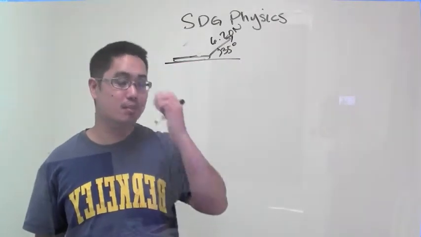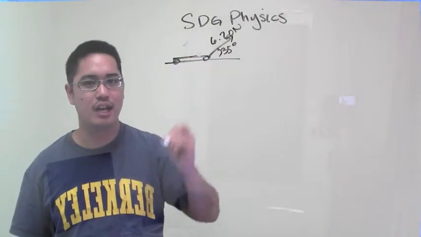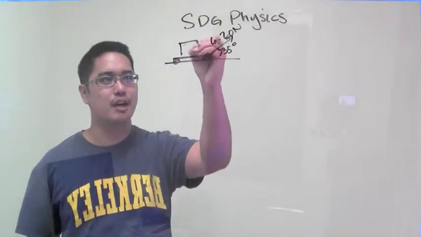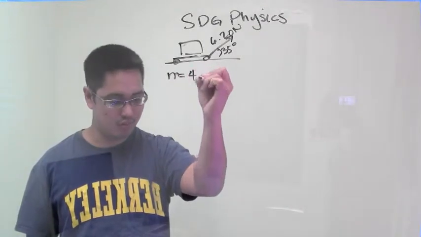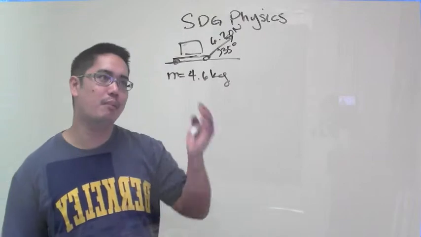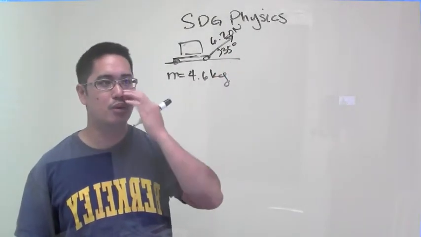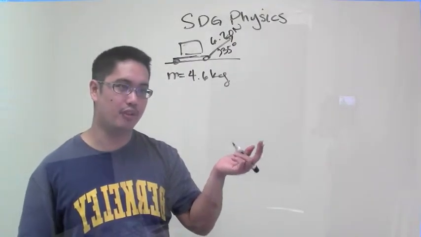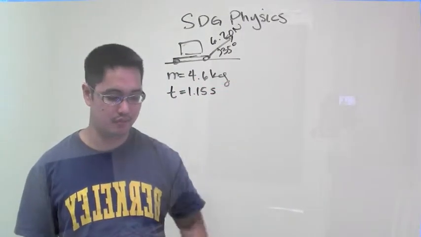So check this out. Let's pretend that there are little wheels on this. So I have kind of a sled or maybe a skateboard, and I put a cooler on top. The mass of this whole system, let's pretend that that's equal to 4.6 kilograms. My question is, if I pull with a force of 6.20 newtons at an angle of 35 degrees, what is my acceleration? And then also, what is my velocity if I'm pulling it for time 1.15 seconds, I believe.